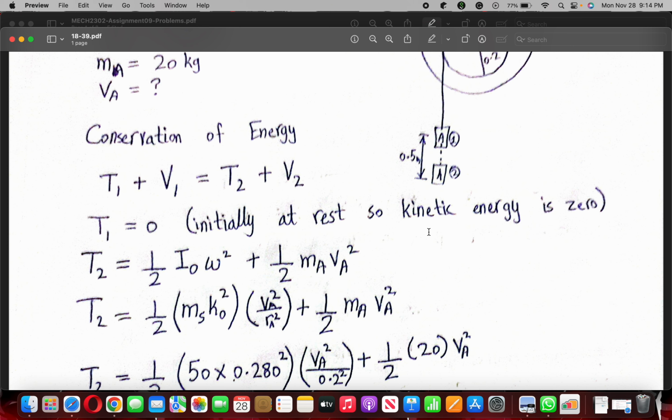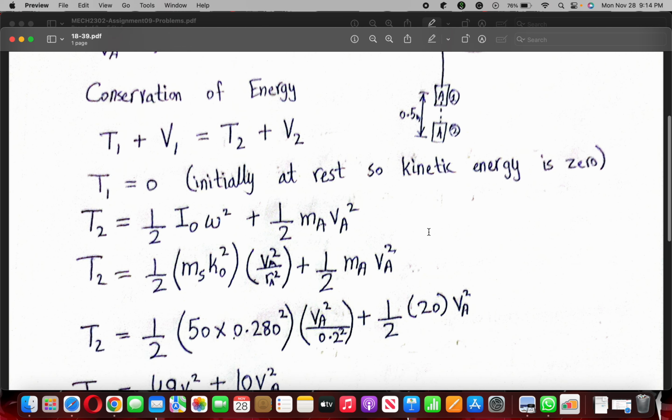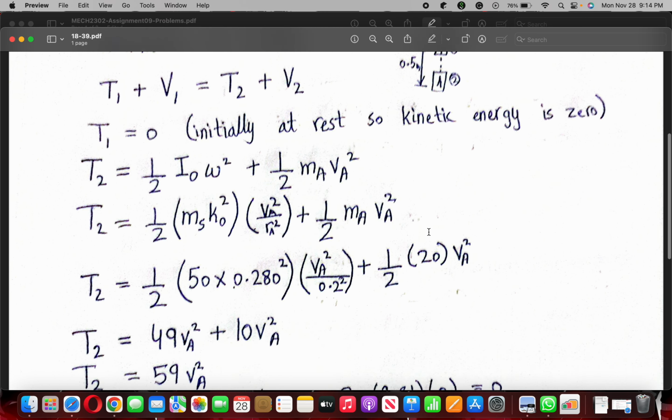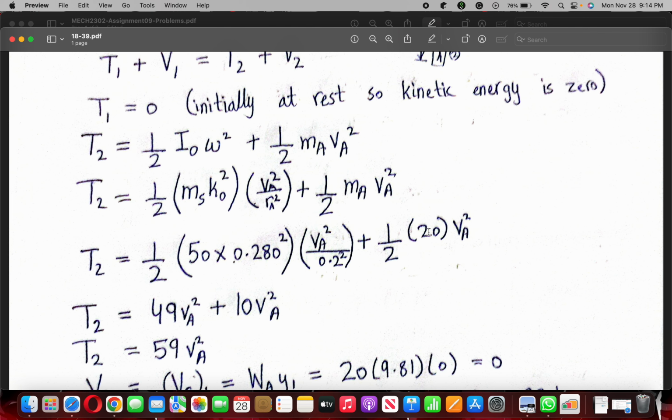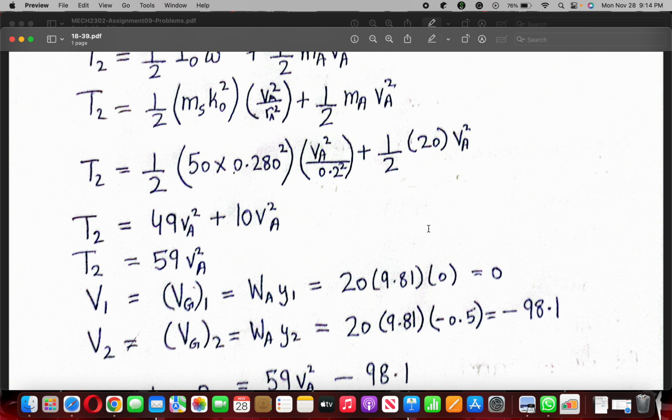So we'll put in the values. The inertia is ms, the mass of the spool, multiplied by the radius of gyration squared, and for omega we convert it into V over R, so we can get an equation in terms of VA. We know R is 0.2, and then we simplify our equation, which becomes 59 VA squared.